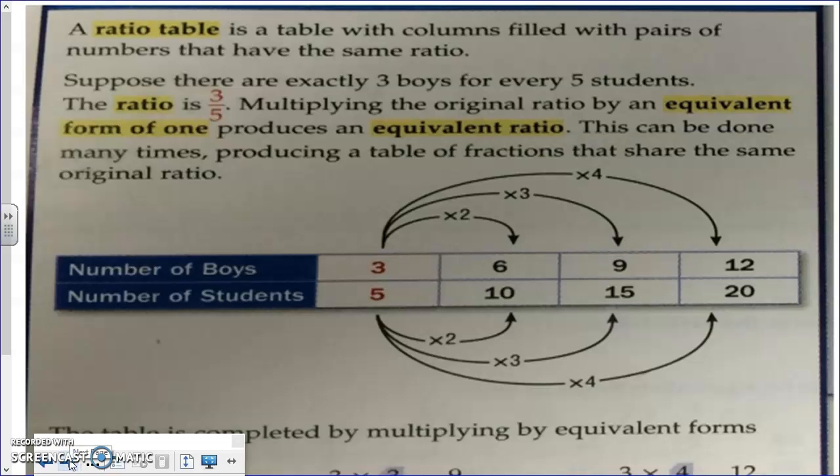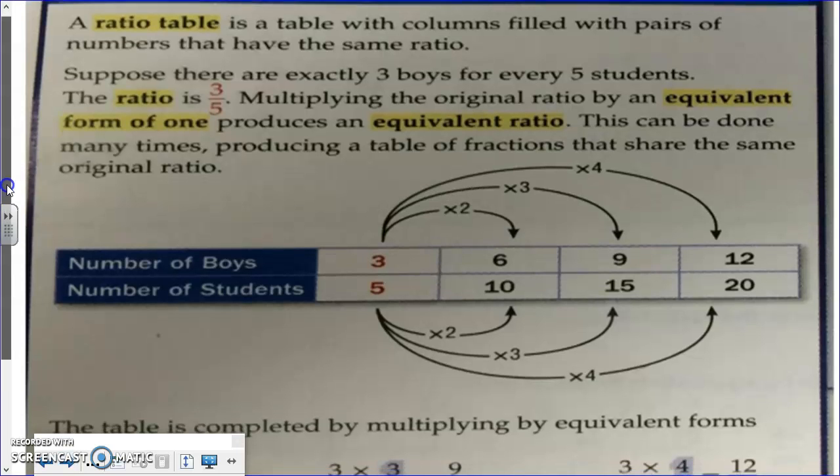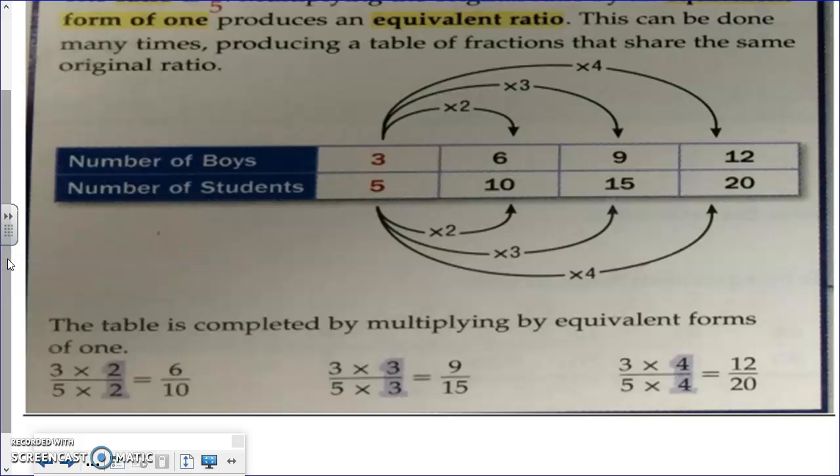So, this is just some notes on ratio tables. It's a column filled with pairs of numbers that have the same ratio. So what they have done is they have extended the ratio out for 10 students in a class, 15 students in a class, or 20 students in a class, and the number of boys would increase from 3 to 6 to 9 to 12. And here are the fractions listed down here. So now we're going to take this information and solve some ratio tables of our own.